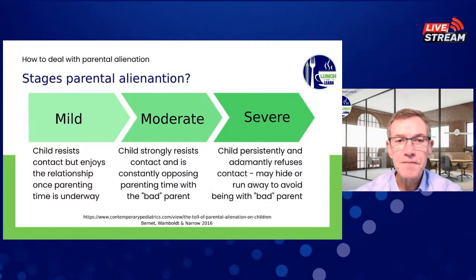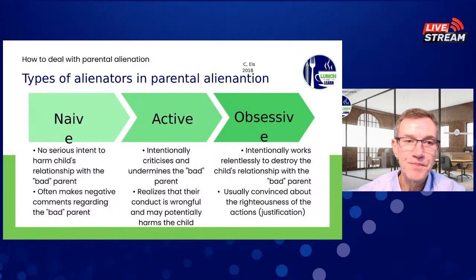And then the severe one is where the child persistently and adamantly refuses to go to the other parent. They refuse contact. They do not want to spend time. They do not want to have any contact with that parent. And they would actually go as far as to run away or to hide rather than to spend time with the other parent. That is in the severe cases of parental alienation.